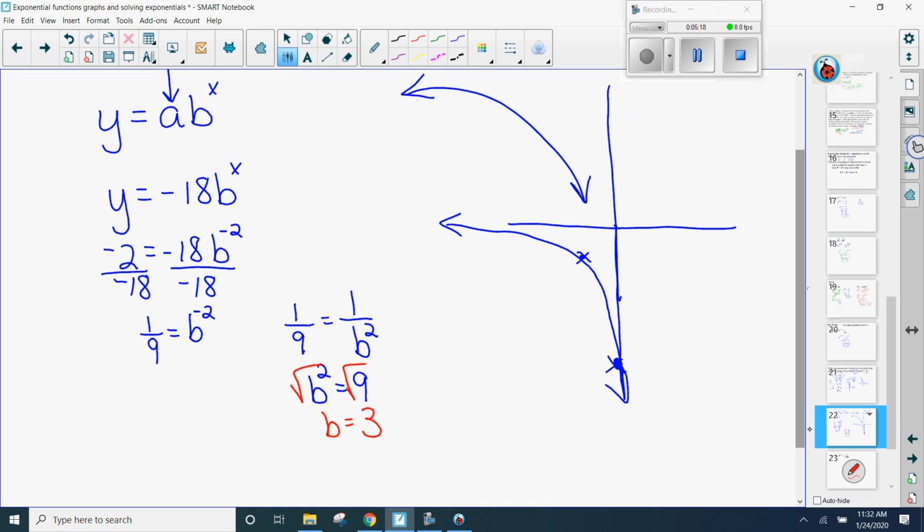So I get the equation y equals negative 18 times 3 to the x power. Take your graphing calculator. I'll just say right now, sorry Macy or whoever watches this, that I have my Elmo plugged in for the first part.